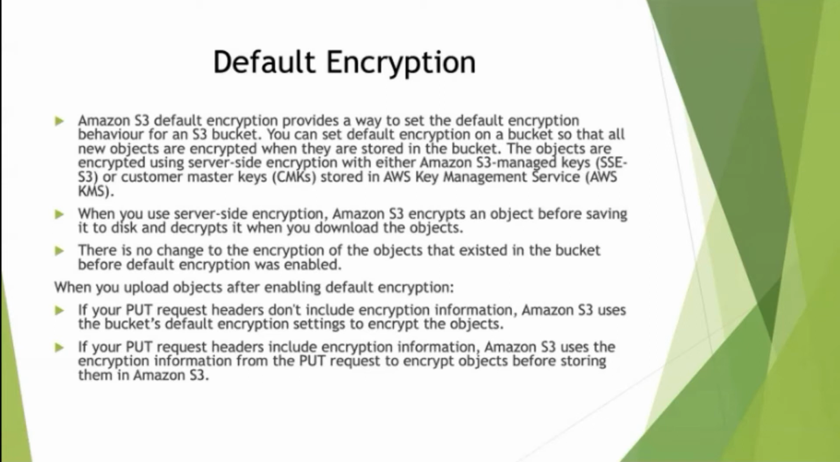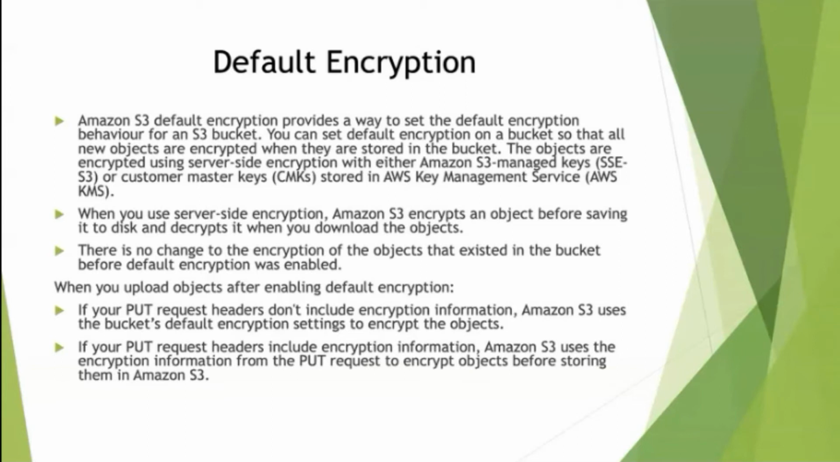so it's called server-side encryption by S3, or customer master keys stored in the Key Management Service, or AWS KMS. We will not deep dive into what AWS KMS is, but understand that there are two ways that you can enable encryption on your S3 bucket. One is through server-side encryption with S3, and the other one is through KMS. When you enable server-side encryption, Amazon S3 internally encrypts the object before saving it to the disk, and also decrypts it when you try to download the object.